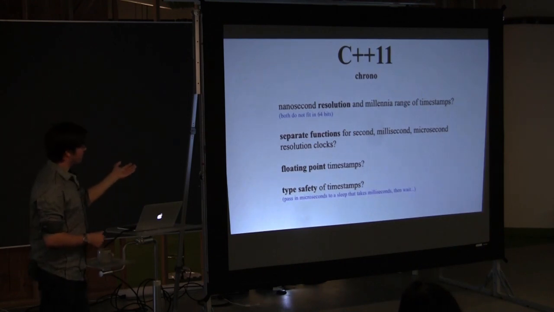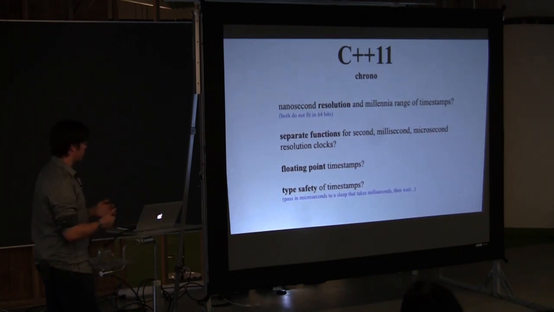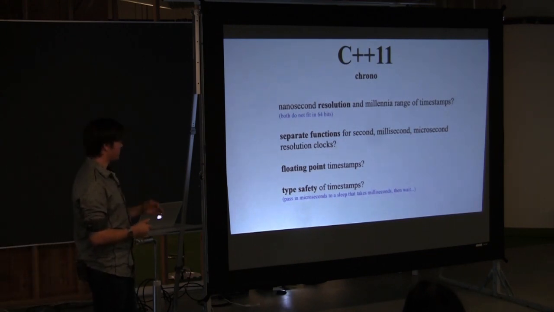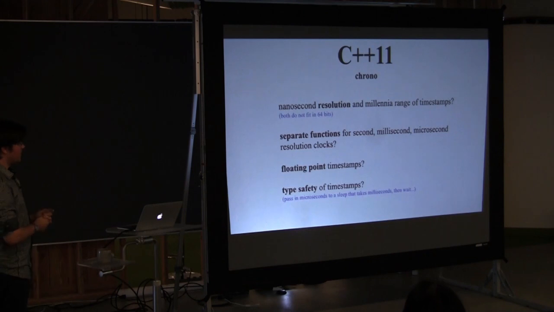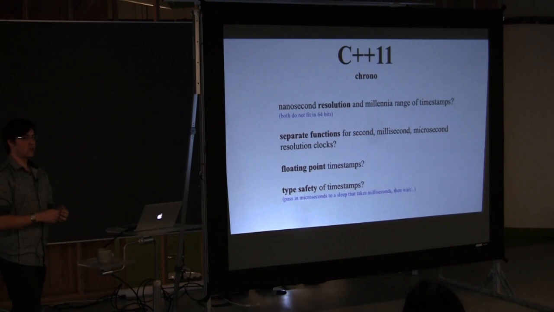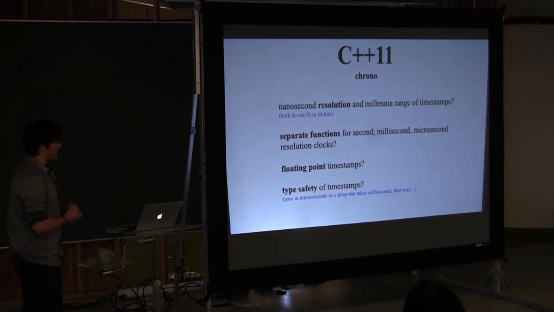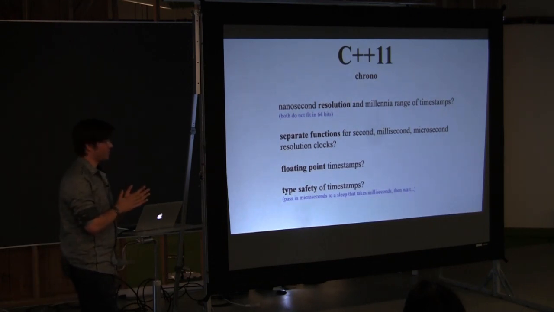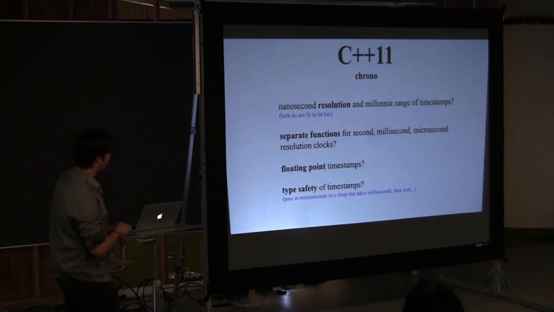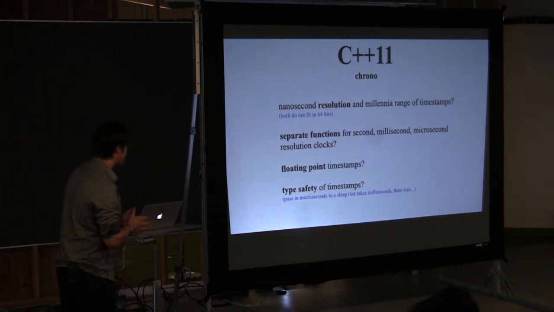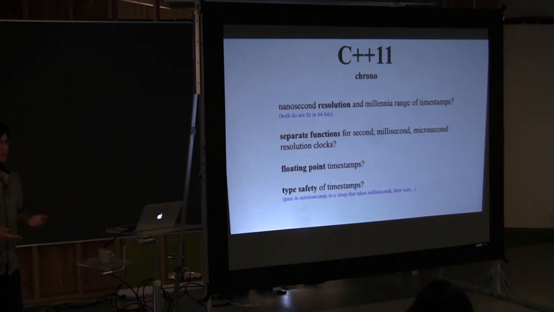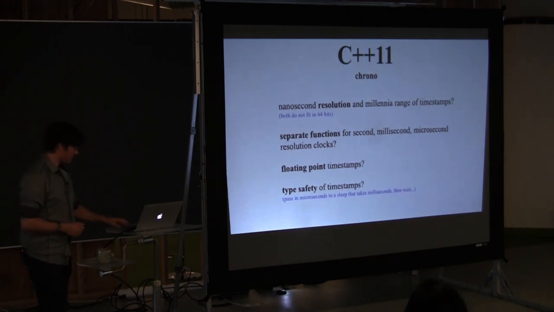Do you want separate functions for different kinds of resolution of clocks? Do you want floating point timestamps? I know Python people might like floating points. The problem with that is it's kind of odd that you get lower and lower precision the farther into the future you get. Maybe one of the main ones is type safety of timestamps. An example I put there is if you pass in microseconds to a sleep function that takes milliseconds, you're going to have a three orders of magnitude longer delay, and you might sit there and wait for a very long time.